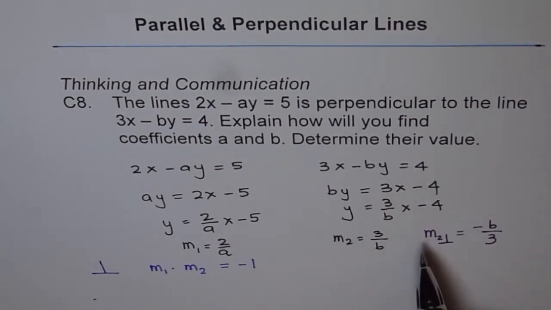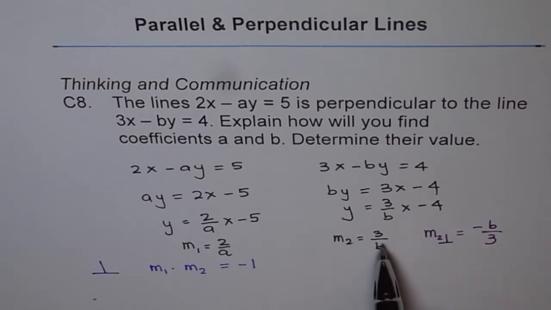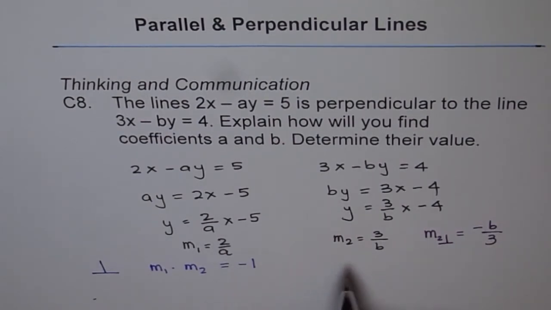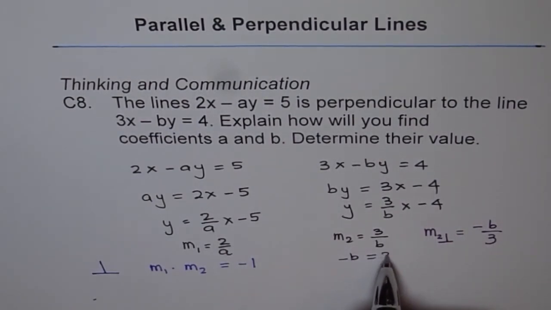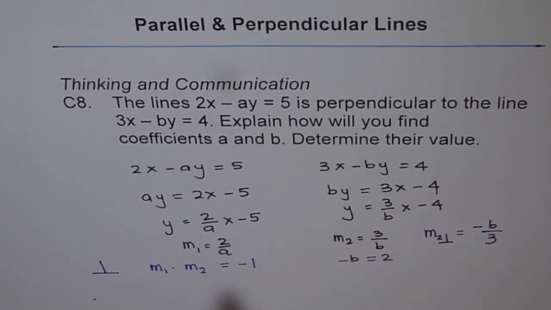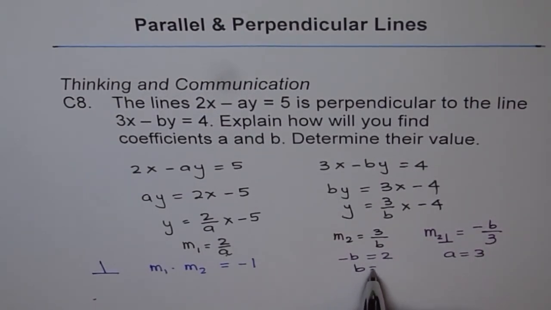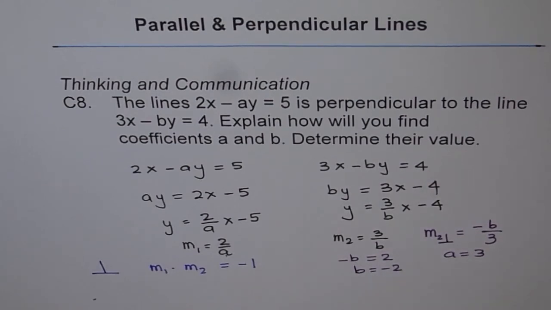Okay, so that is a line perpendicular to this line, but we are given that 2 over a is also perpendicular. That means we compare them. In that case, minus b should be equal to 2, so minus b equals 2, and a equals 3. Then it works out, correct? Or we say b equals minus 2 and a equals 3.